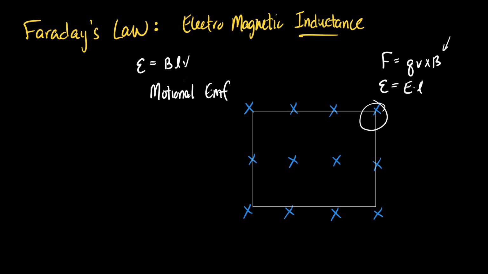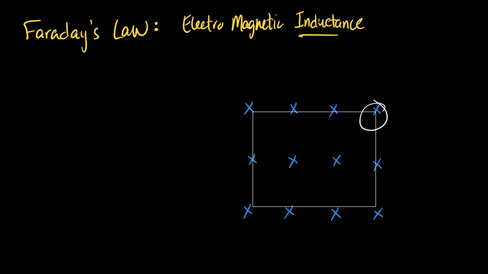Now, like anything else in this class, no definition is complete unless we have some overly complicated looking equation to back it up. So let's get our equation to back it up, right? We'll start with the symbol for an EMF, script E.